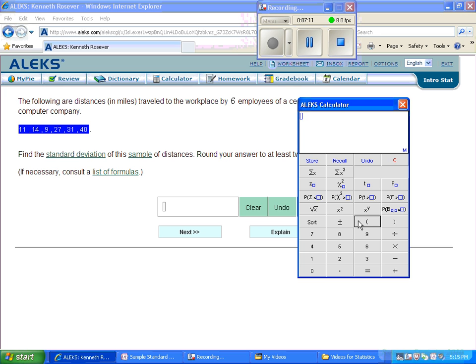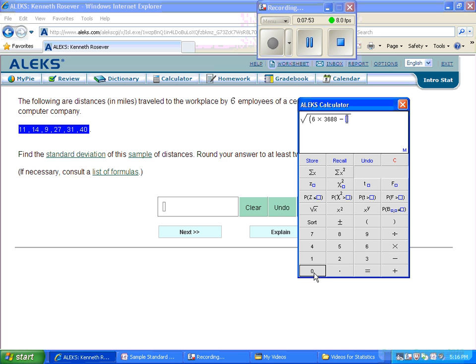And now I'm going to use the formula. The formula says it's the square root of the numerator, which is n, 6, times the sum of the x squareds, which we stored, and I'm going to now recall, there it is, minus the sum of the x's, in parentheses, squared, so 132 squared. Hit the wrong button. Try again. Okay, that, parenthesis, 6 times, recall, minus, what do we want?